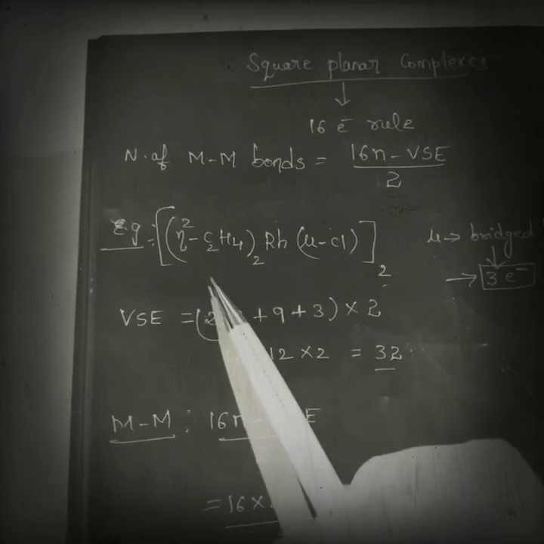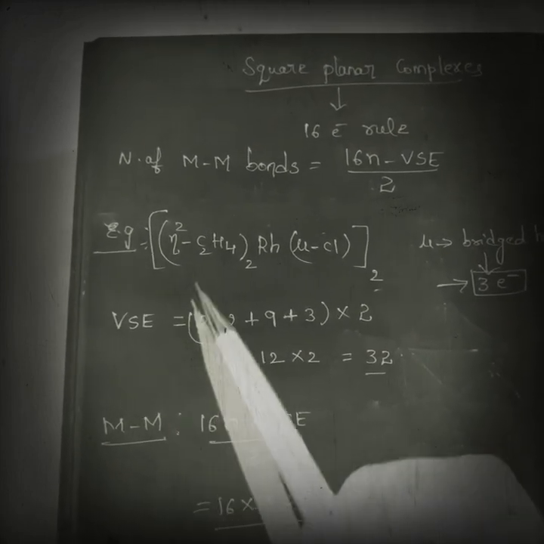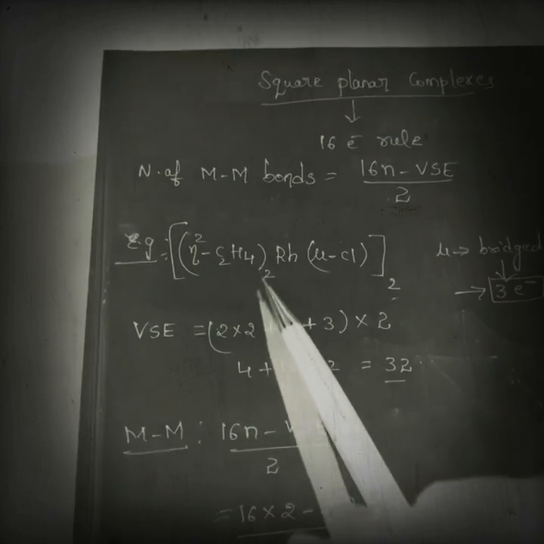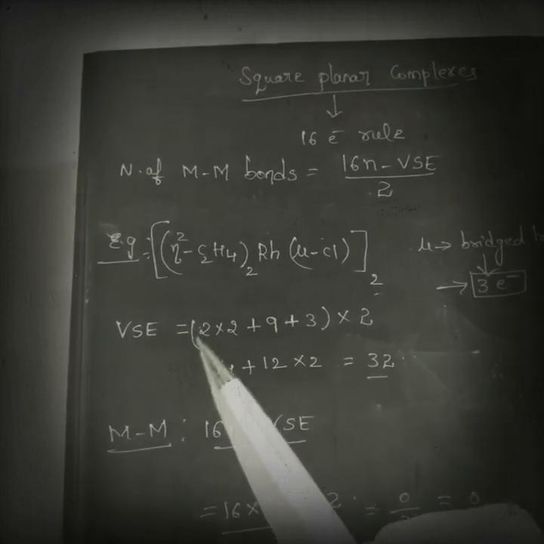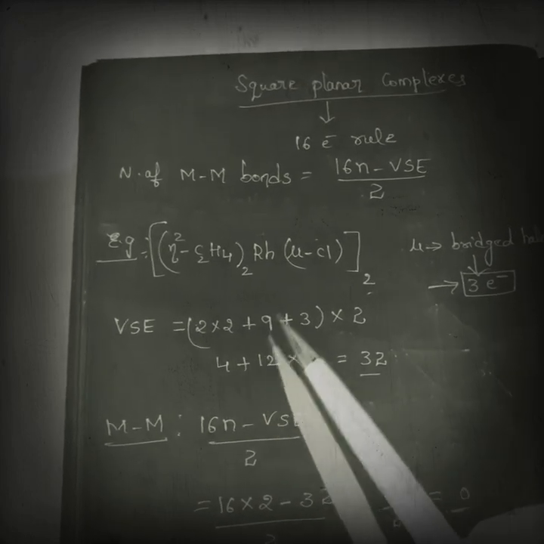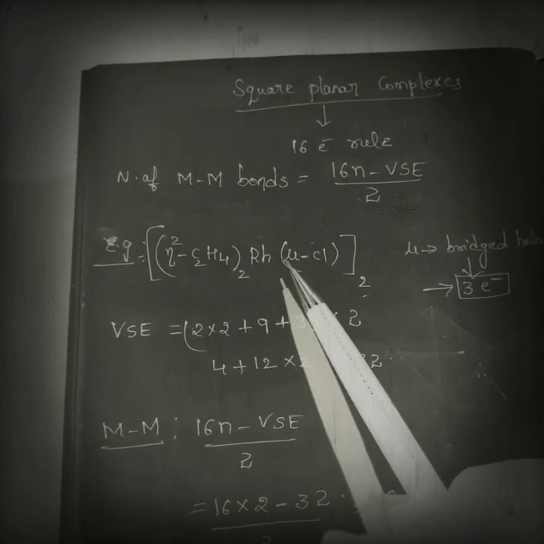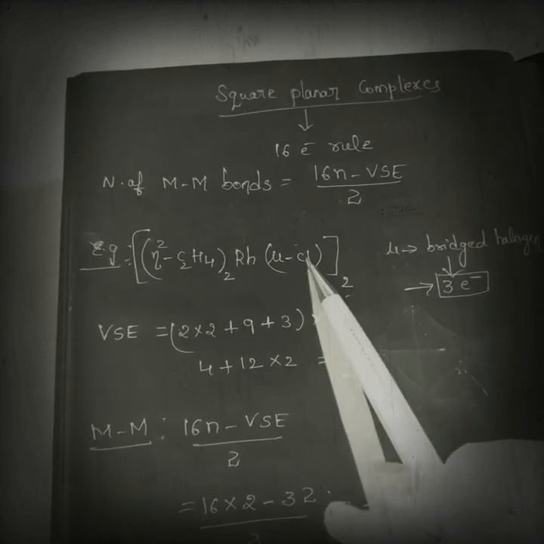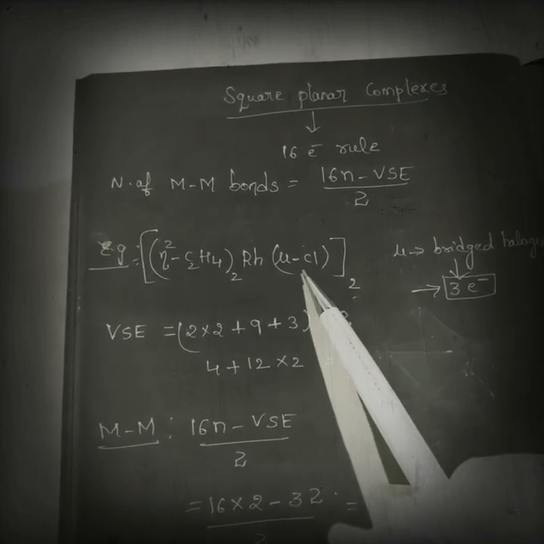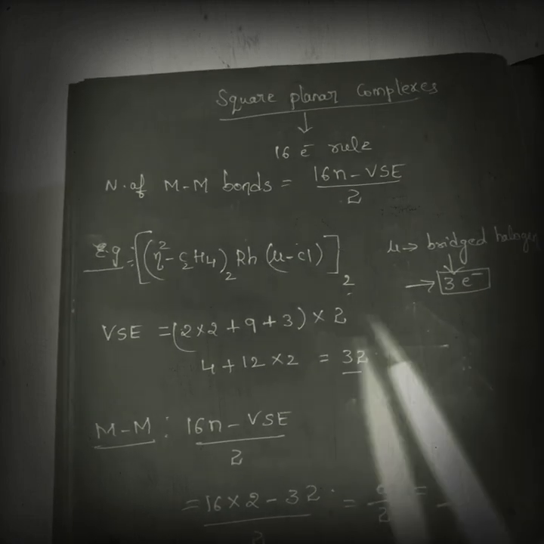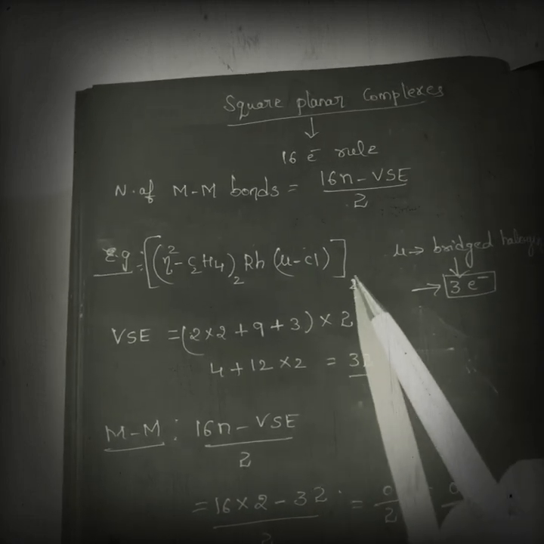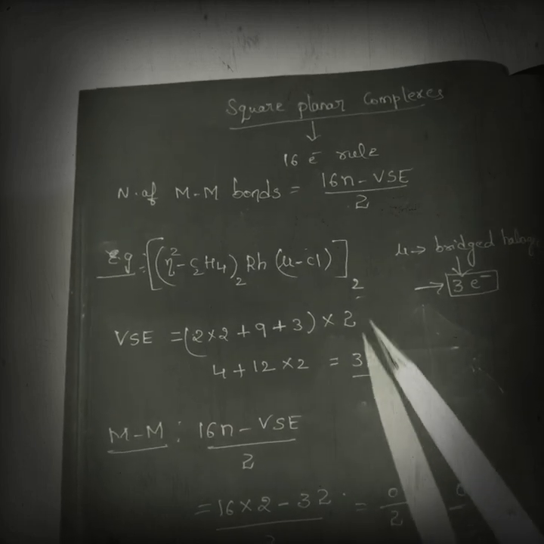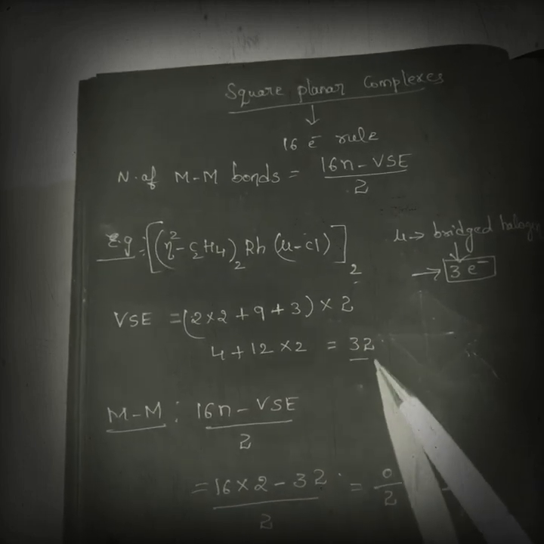First we have to find valency shell electrons. See, eta 2. Eta means hapticity. Hapticity is 2, friends. Here they have given 2. So 2 into 2, plus we know that the valency electrons present in rhodium are 9. So 9. I already said bridged chlorine means its electron donating tendency is 3. So plus 3. And here they kept 2, so we have to multiply all this with 2. So finally here we got 32 valency shell electrons.